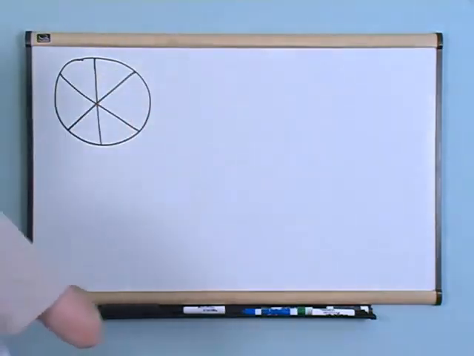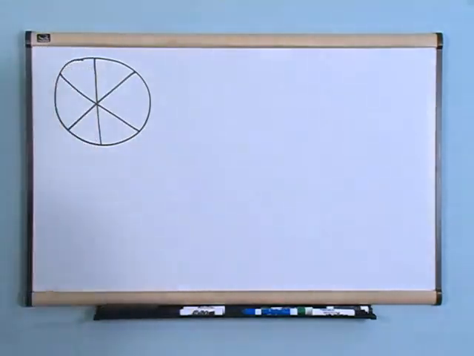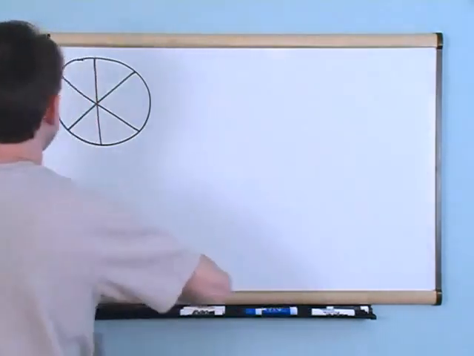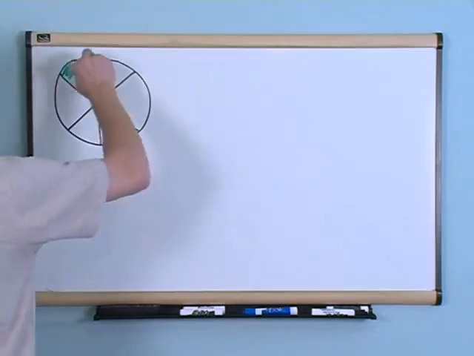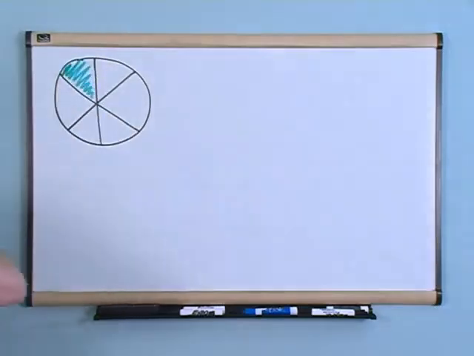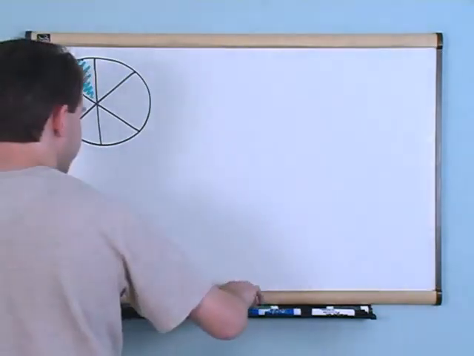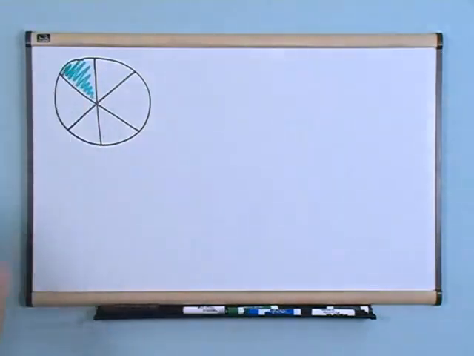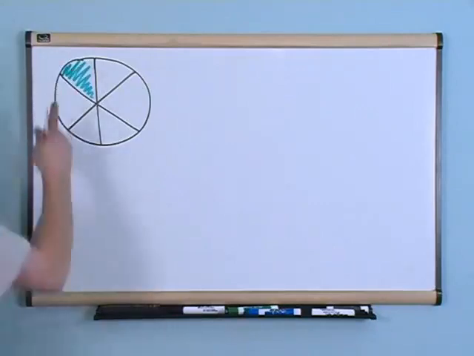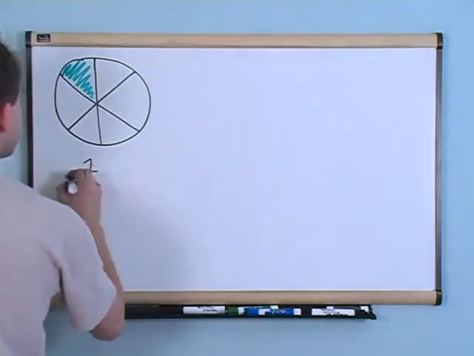Here's my pie, and I'm only going to take this much of it. Question is, what is the fraction represented by this? First thing you have to ask is, how many pieces do you have, and how many total pieces are there? You have one piece, so the 1 goes on the top.